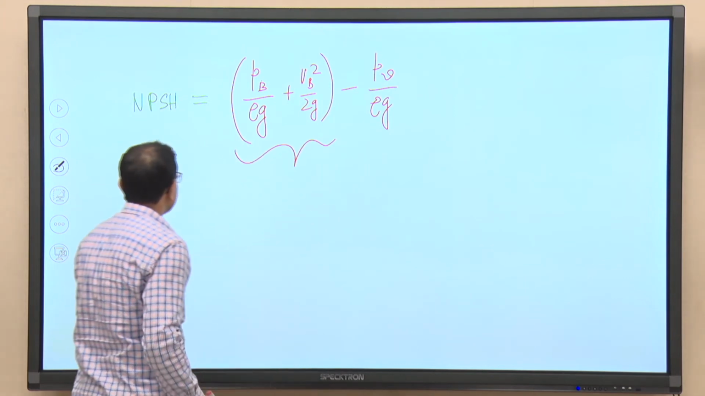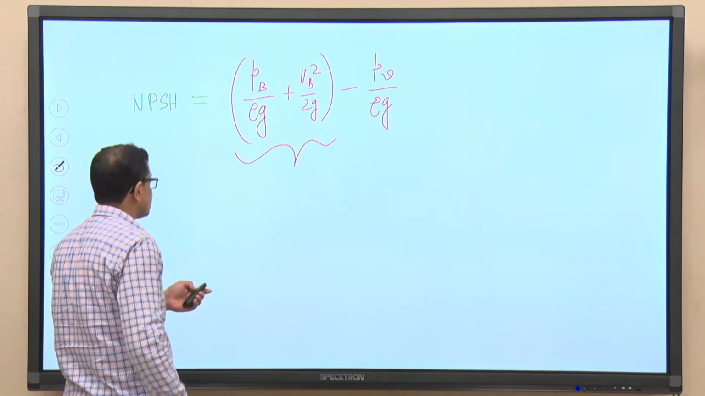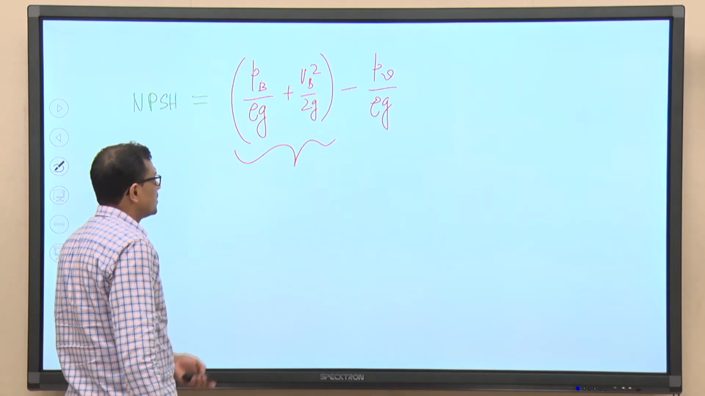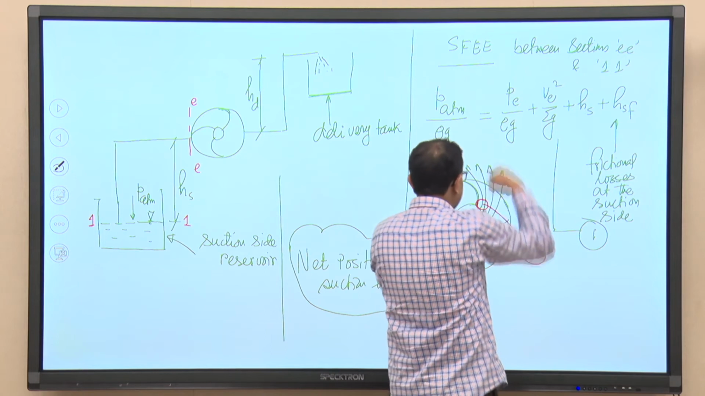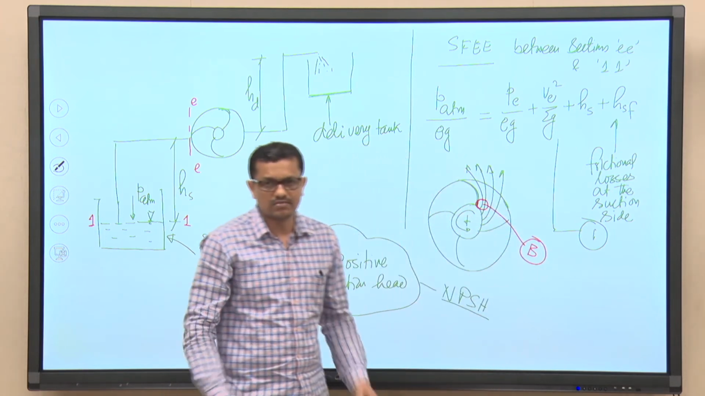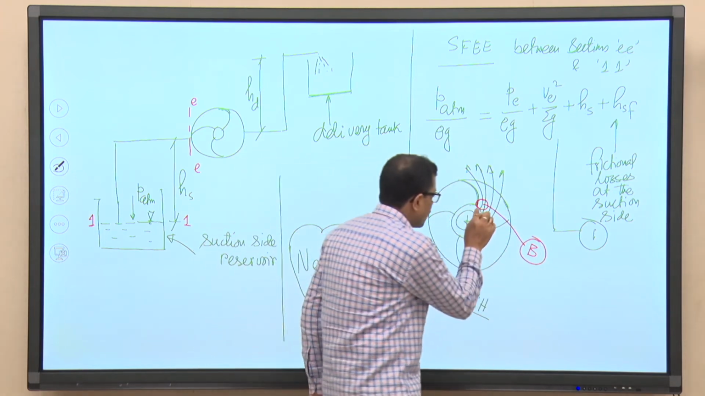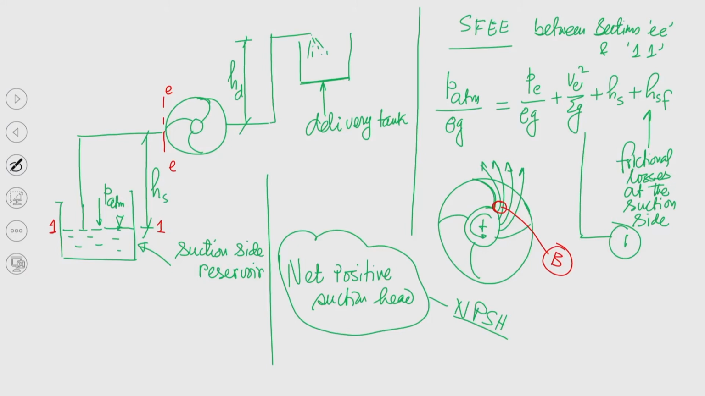Okay. So, very quickly, now you can understand. If we go to the previous slide, this location E and B are very close, right. The point B, which is very close to point E, is known as the eye of the impeller, that is what I have already discussed.